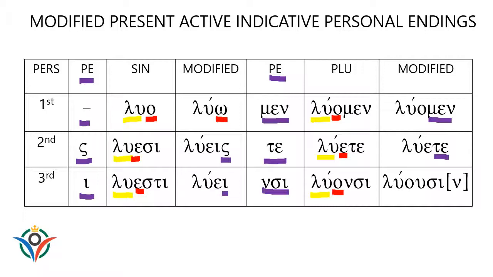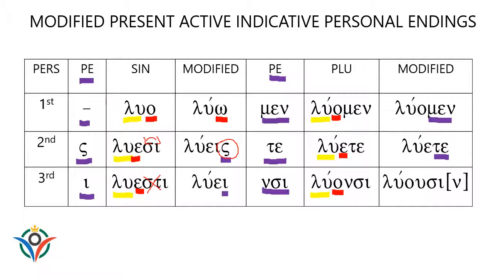Then the second person singular, scholars are divided as to what actually happened here, but I think the best way to understand it is that the sigma and the iota swap places. So now you have lu eis, and because the sigma is at the end of the verb, it takes a different form. The third person singular, simply put, in my own words, the sigma and the tau fell away, so you're left with lu ei. And unlike the second person singular, the sigma wasn't added to the end of the verb.